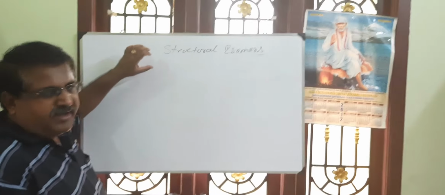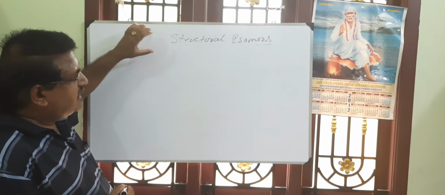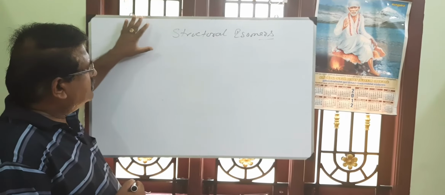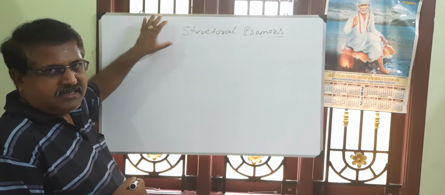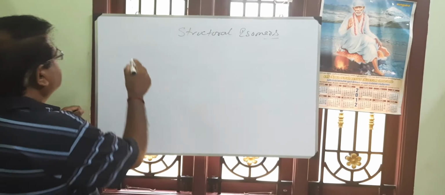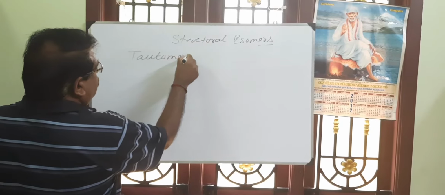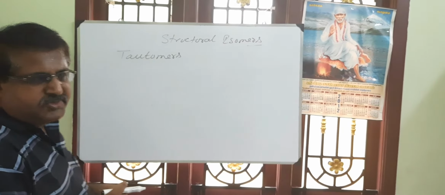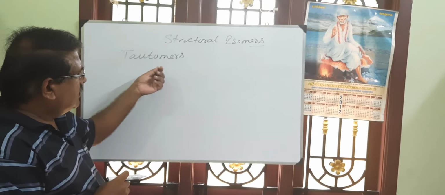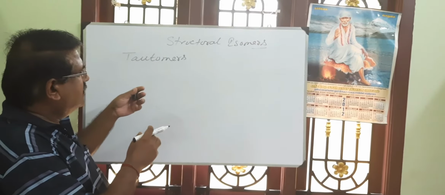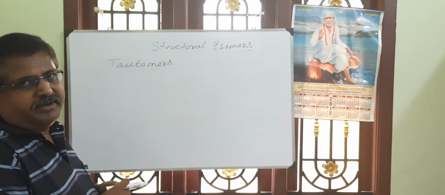So now we have discussed 4 types of structural isomers. What are they? Chain isomers, position isomers, functional isomers, metamers. Now the 5th one is tautomers. Tautomers are a very special type of structural isomers. Tautomers are isomers of a molecule having 2 different chemical forms under dynamic equilibrium.